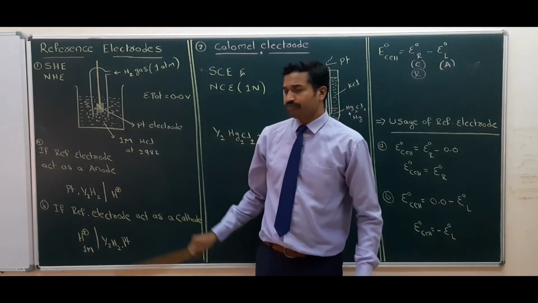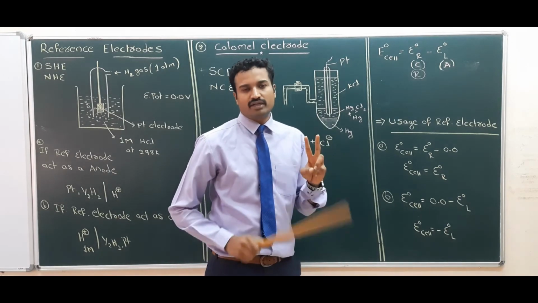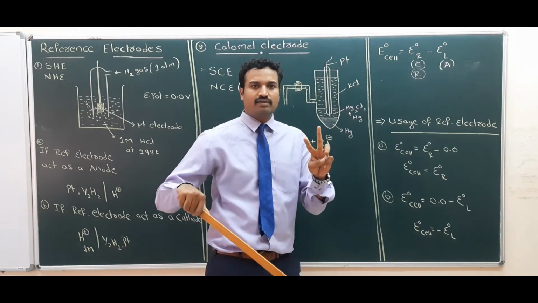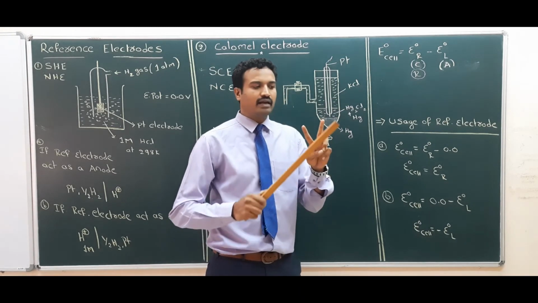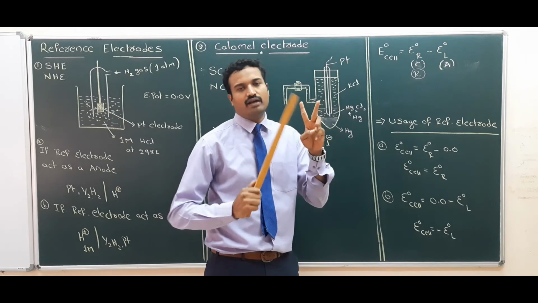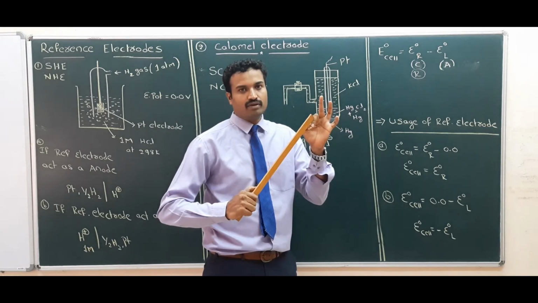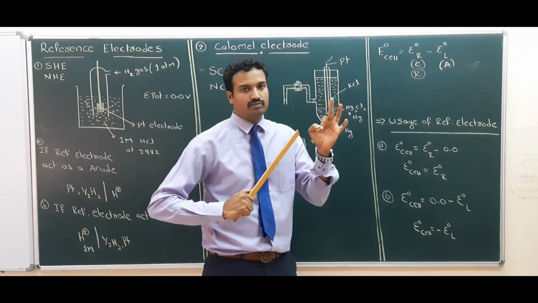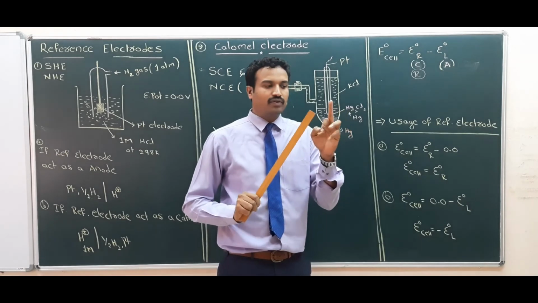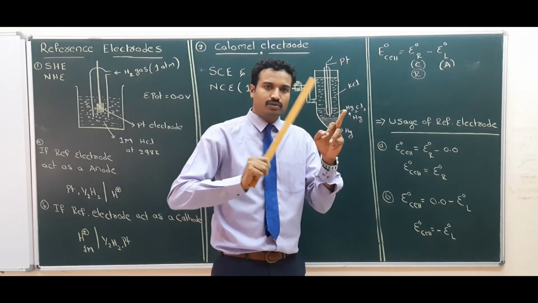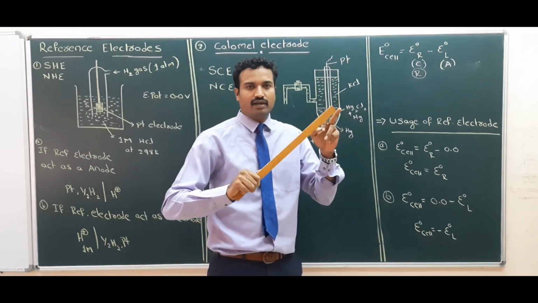For example, in an electrochemical cell, the Daniel cell, zinc is there and copper is there. A zinc rod is dipped in zinc sulfate solution, and a copper rod is dipped in copper sulfate solution. We want to calculate the copper electrode potential value. So in place of zinc, we should take the reference electrode, whose electrode potential value is known. For example, the hydrogen electrode potential value is 0.0 volts. If we connect this hydrogen electrode to the copper electrode, then we will get the potential value, the EMF value, because of copper.